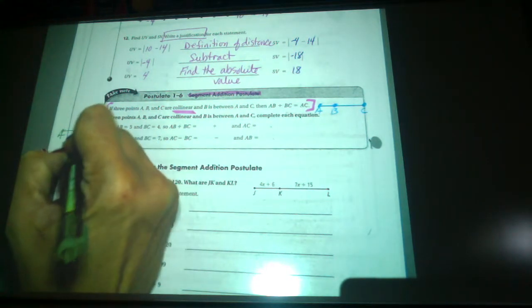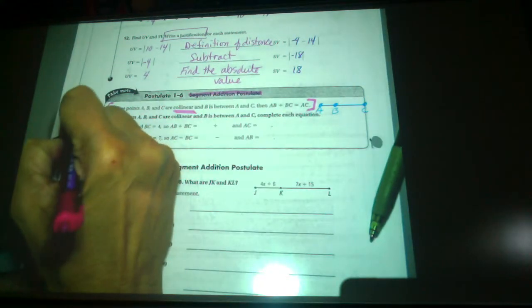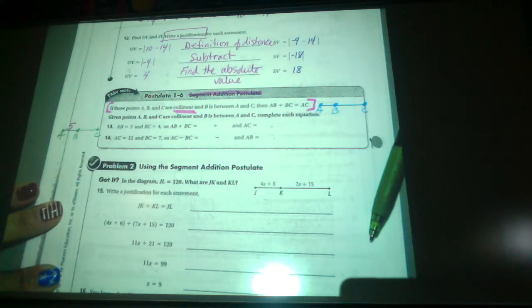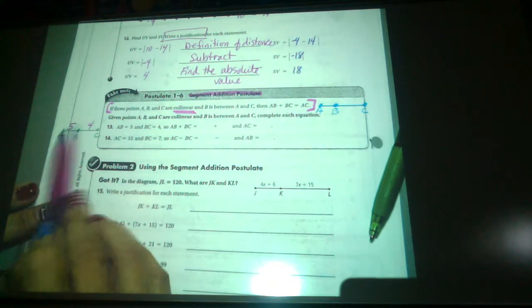Question 13, if AB is 5 and BC is 4, so you've got AB plus BC is equal to blah, blah, blah. Let's draw a picture. We've got our picture there, so I'm going to go off to the side here and sketch that picture. So we've got AC and we've got B here. They told me that AB is 5, the distance from A to B, and the distance from B to C is 4, so those are the two smaller pieces. So if I want AC, wouldn't I add those two to get the whole distance of AC?